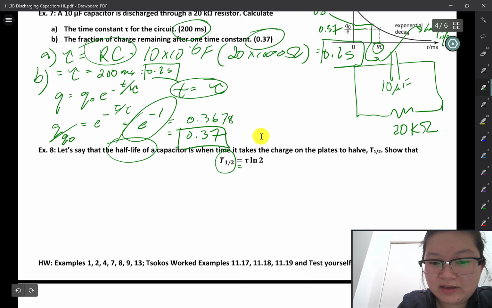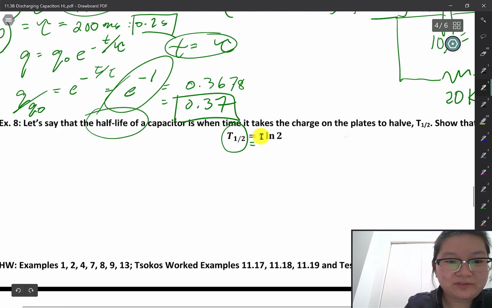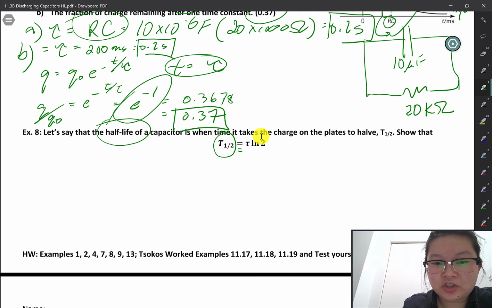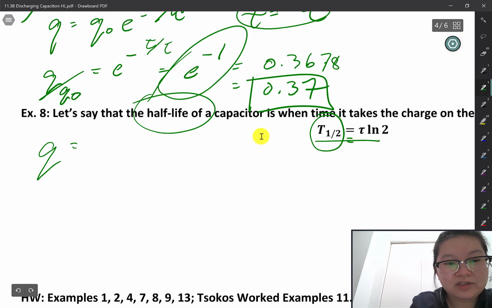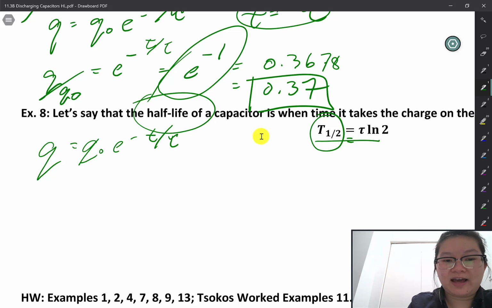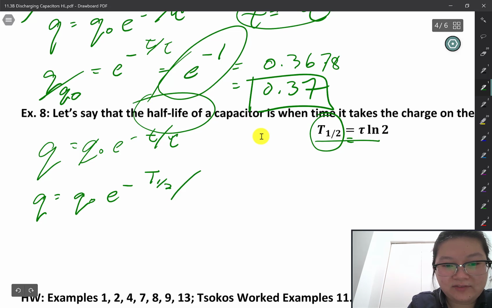So we want to show that the half-life is related to tau, the time constant, times ln of 2. How do we show that? First of all, let's take the generic charge equation: Q equals Q naught e to the power of negative t over tau. We know that we're looking for the half-life, so we're just going to directly use the half-life instead, so it's t 1/2 over tau.